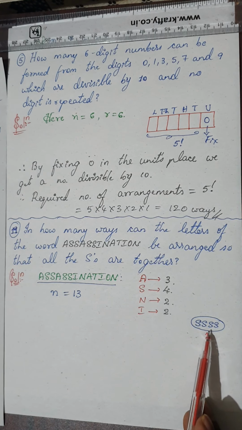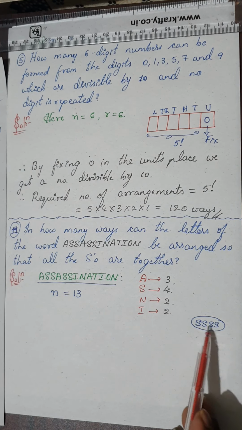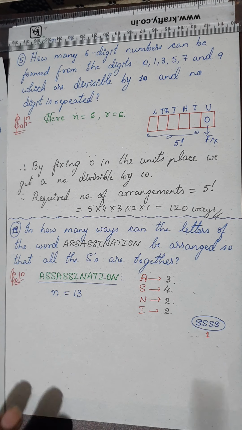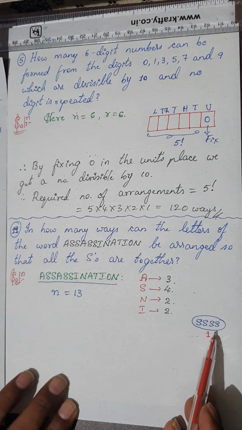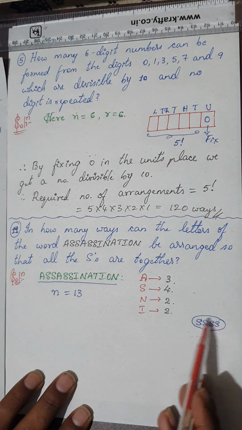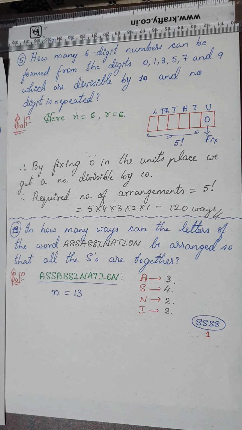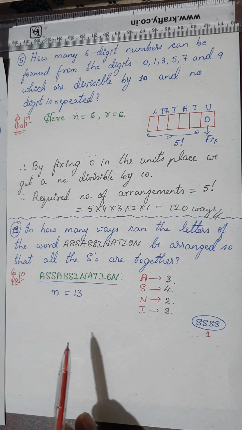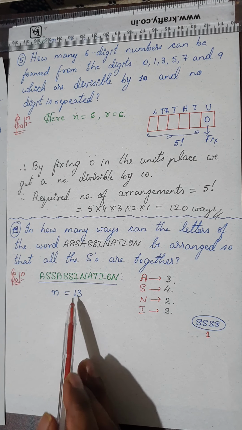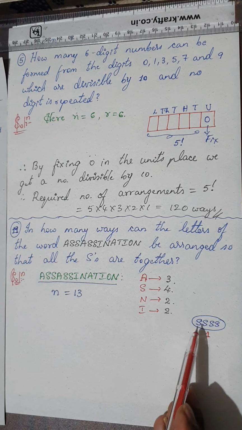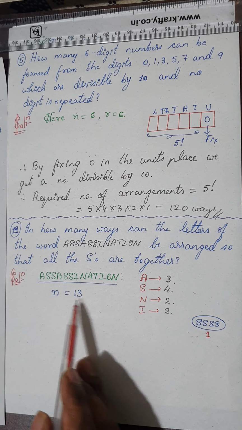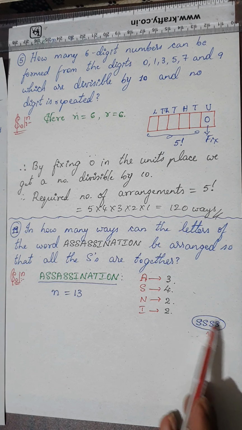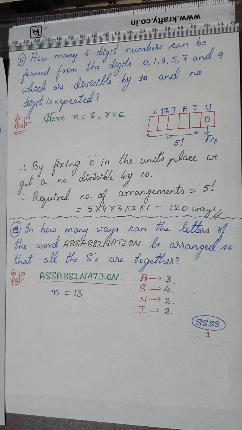Out of the 13 letters, the 4 S's are taken as only one S. That means if 4 are taken away from 13 letters, we have 9, plus these 4 S's together as 1. So for this condition I just have 10 letters. Are you following? The only letters I have for this condition, not the general condition, are 10 letters, because if you take away the 4 S's you have 9 letters, and the 4 S's are taken as a single letter.